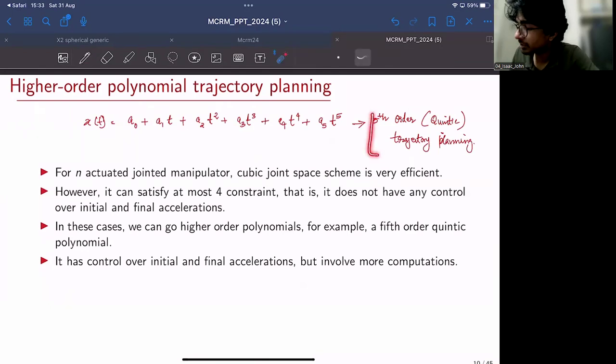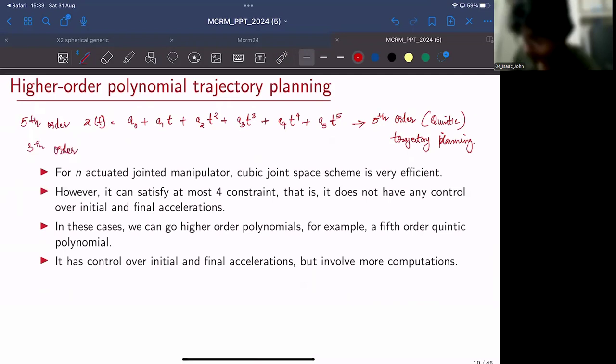So what are the benefits of a fifth order trajectory planning compared to a third order trajectory planning? The main benefit is that, just for reference, I'll also write the fifth order here, and the third order curve. Bx of t would be nothing but a0 plus a1t plus a2t square plus a3t cube.